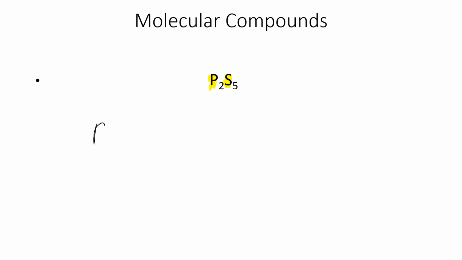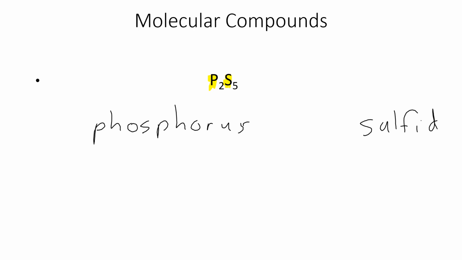Write the name of the first element, keep the name. The name of the first element is phosphorus. Second element, sulfur. Replace the ending with the IDE. That's going to make that sulfide. Second element always gets a prefix. So for sulfur, we have 5 of them. So the prefix for 5 is penta.